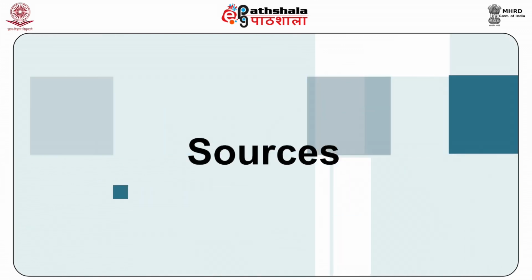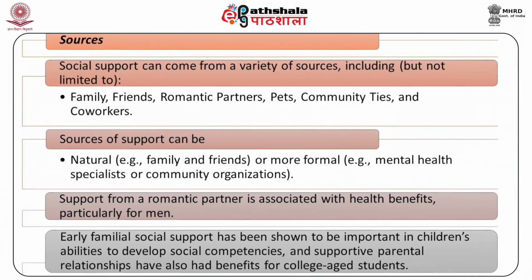Let me begin by talking about the sources. Like I said, the social support can come from a variety of sources, including but not limited to the family, friends, romantic partners, pets, community ties, and co-workers. Sources of support can be natural, for example, the ones which come from the family or friends. They could be formal, for example, from the mental health specialists or community organizations. Support from a romantic partner is associated with mental health benefits, particularly for men.